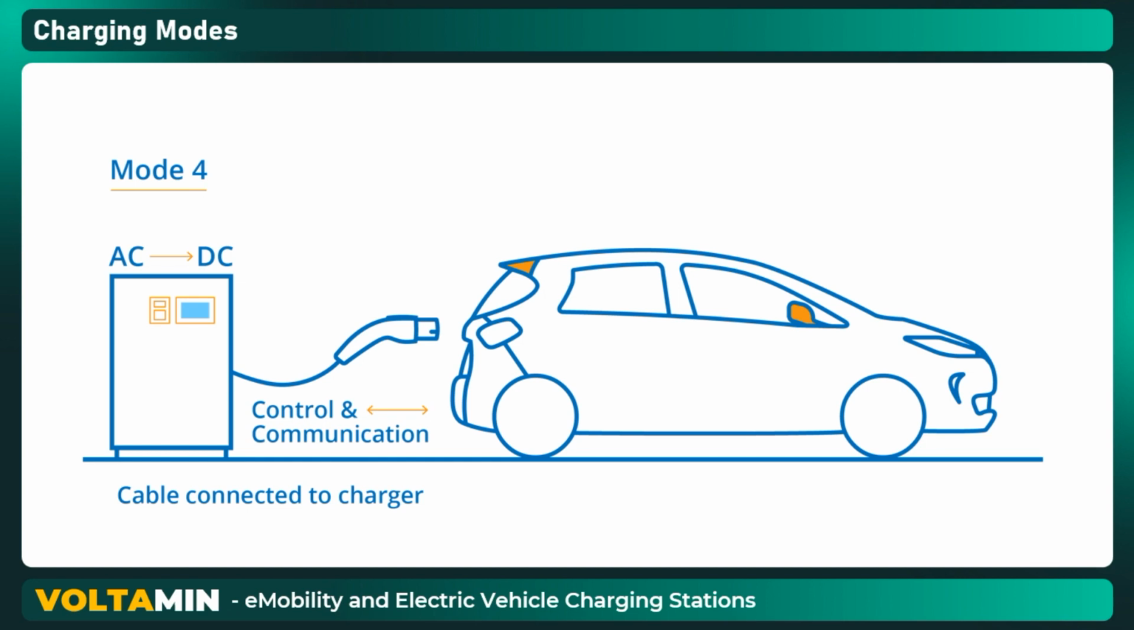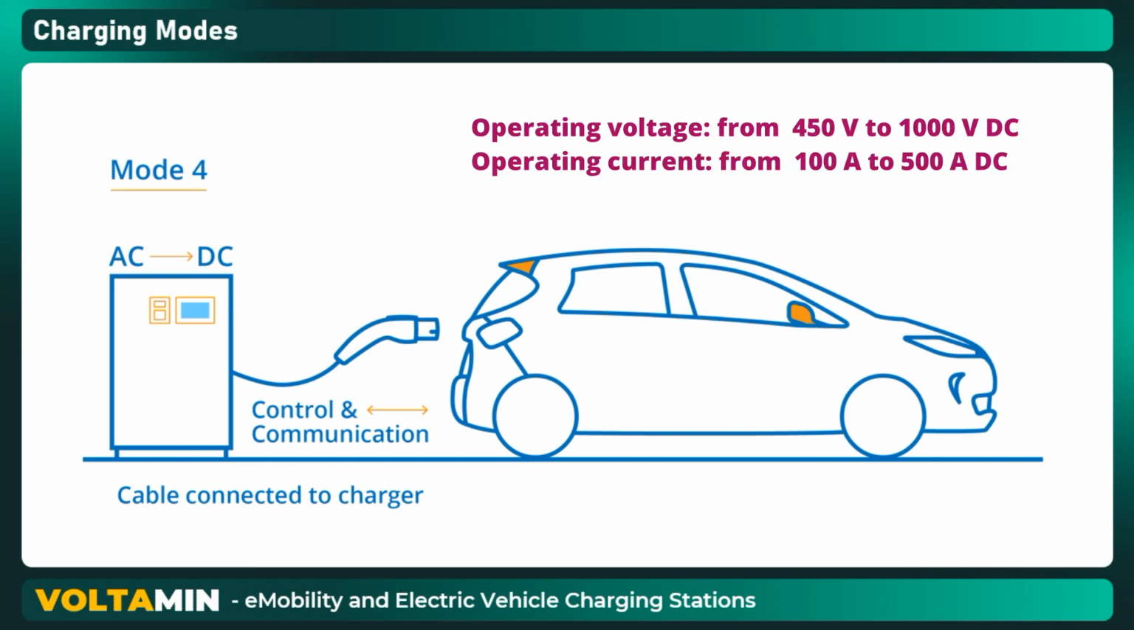While in charging modes 1 to 3 the alternating current is converted into direct current in the vehicle, in charging mode 4 the conversion from alternating current to direct current takes place in the charging station itself and not in the vehicle, so that the direct current is delivered directly to the vehicle. Charging Mode 4 is commonly known as direct current or DC charging. A charging station operating in Mode 4 requires an input voltage of 450 volts. DC charging stations are mostly located along motorways and exist only as stationary models.